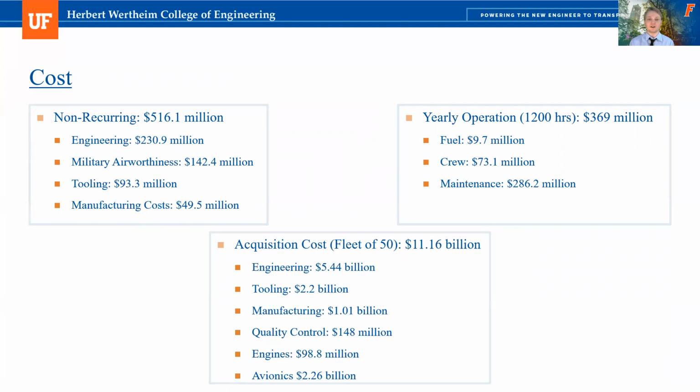Next, an acquisition cost estimate for a fleet of 50 aircraft was undertaken. This included the engineering for the entire fleet, as well as tooling and manufacturing, quality control, and the engines and avionics supplies for all 50 aircraft. Finally, a yearly operational cost, assuming 1,200 hours of service per year, was completed. This came up to be $369 million and includes all of the fuel costs, the crew overhead, as well as any potential maintenance costs the BC-1 Rock Python would encounter during operation.